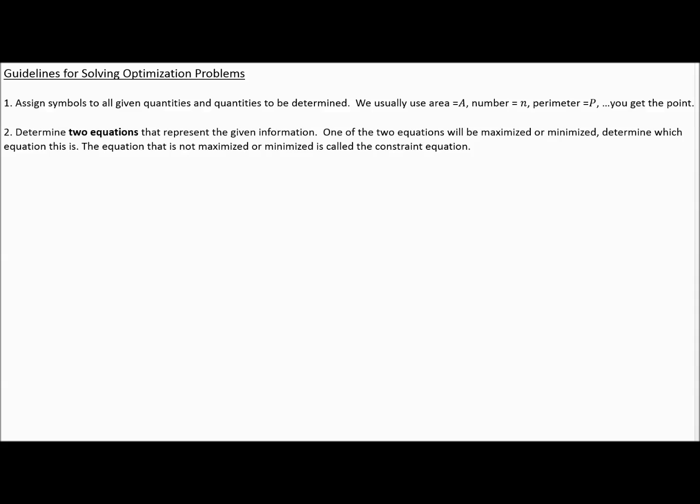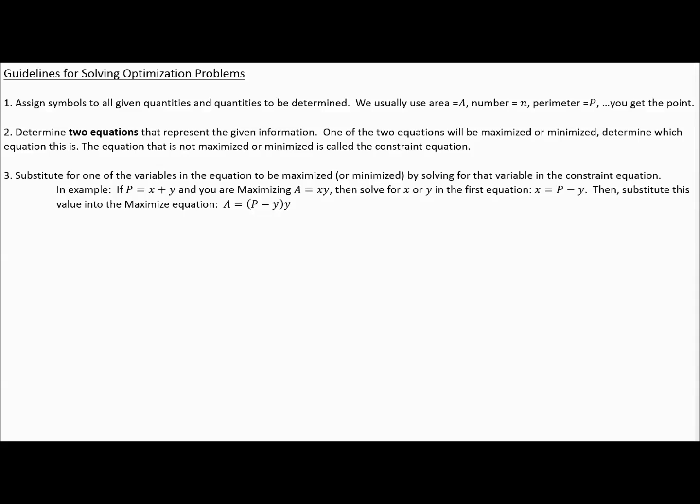The other is called the constraint equation, the one that you're not going to maximize or minimize. And I'm going to tell you, your book uses different words for that. The equation that is maximized or minimized, they call the primary equation. And then the constraint equation, they call the secondary equation. But the fact is, I really like the idea of the maximize and minimize equation and the constraint equation. And you'll hear me use those terms as we go through because to me it just makes a little bit more sense.